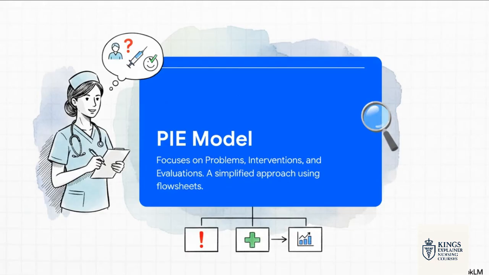Next up, we've got the PIE model. And this one is really cool because it was designed by nurses for nurses. It cuts right to the chase and perfectly mirrors the nursing process. You identify the problem, you document your intervention, and then you write your evaluation of how well it worked. It's super streamlined, and you'll often see it used with flow sheets for really quick and clear documentation.